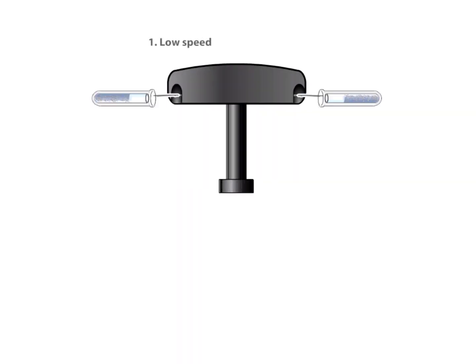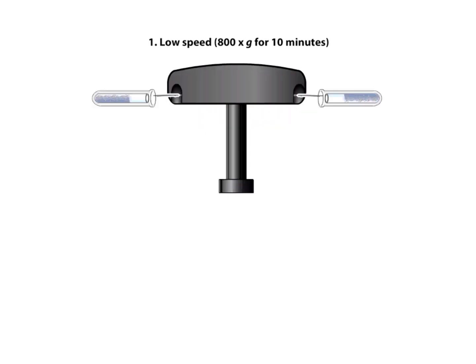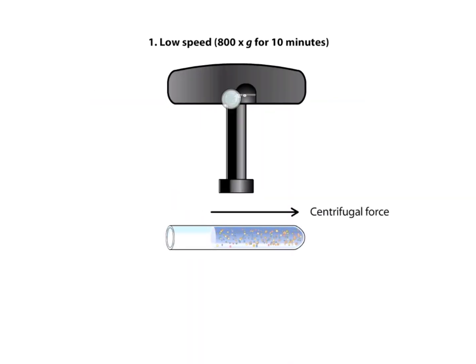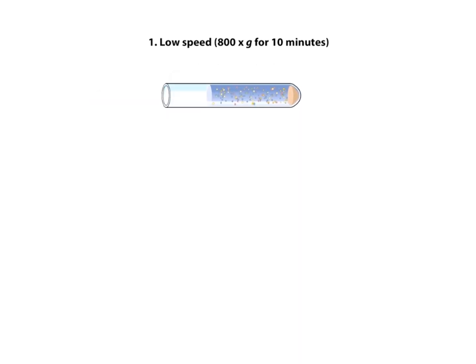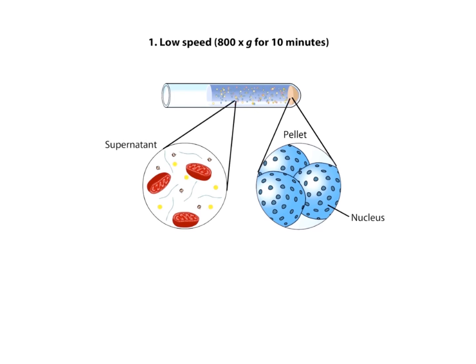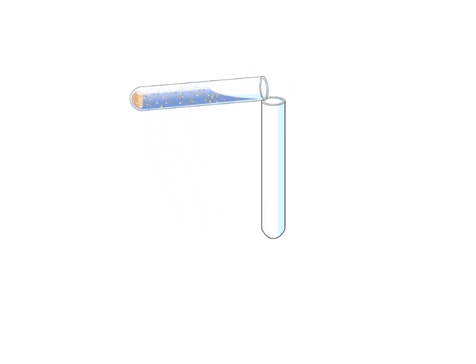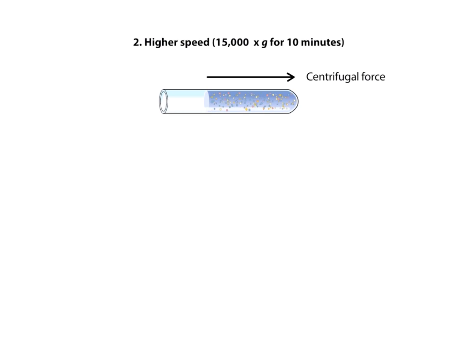During these spins, the largest and densest material sediments first, forming a pellet at the bottom of the tube. This pellet will contain unbroken cells and nuclei. Thus, an enriched fraction of nuclei can be recovered from the pellet while the other cell components are suspended in the remaining solution called the supernatant. The supernatant is now centrifuged at higher speed, producing a force of 15,000 times the force of gravity for 10 minutes to sediment mitochondria, lysosomes and peroxisomes.